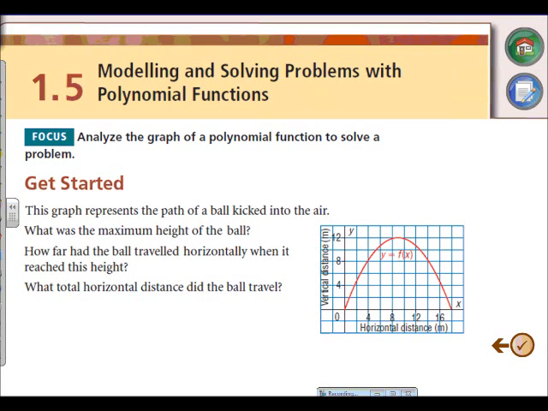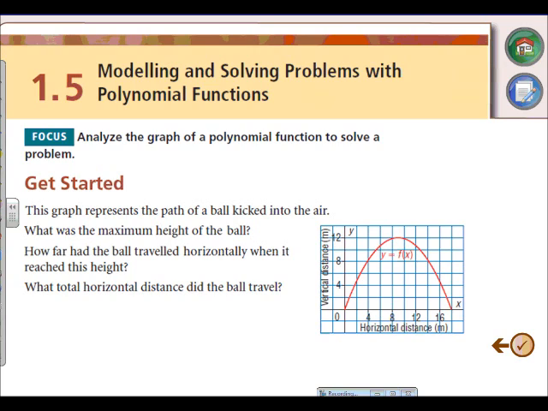Polynomials lesson number 5, modeling and solving problems with these functions. Everyone's favorite, problem solving. But this allows us to take it to the application. Where would we use some of this information? Let's look at this first graph.